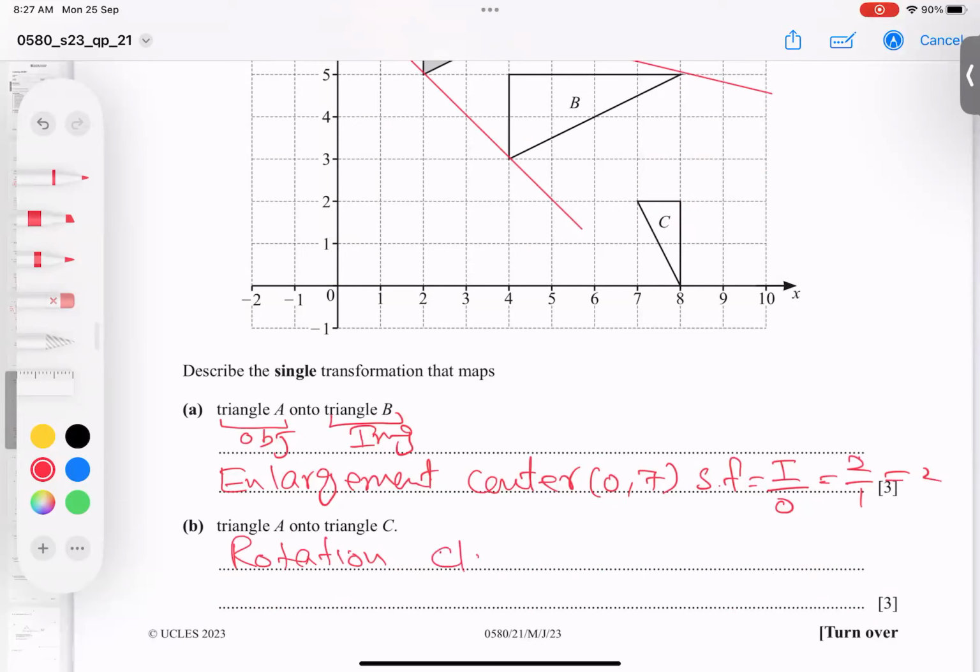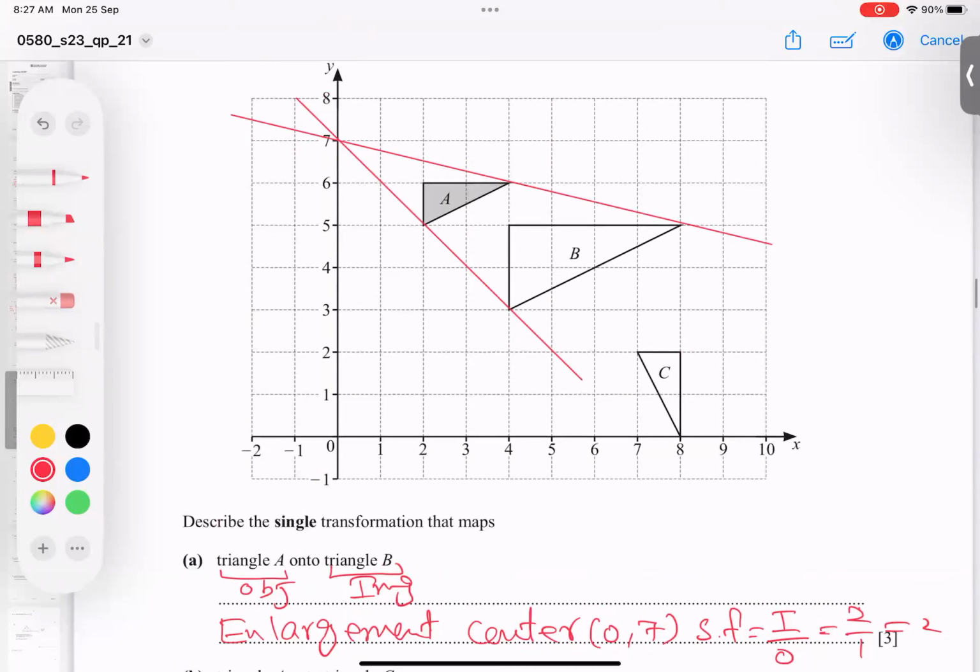Clockwise rotation. Okay, how much angle? Right, this is very interesting. I'm going to leave a space for it. Clockwise and center. So what I believe is a 90-degree. How come? And center we can find by two techniques: one is using the compass method and one using tracing paper.